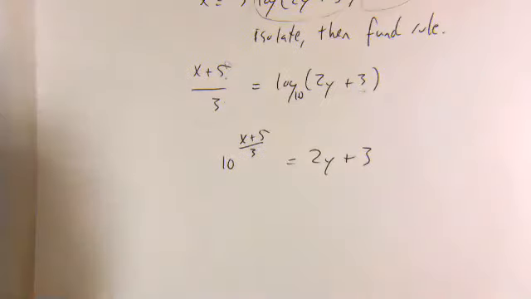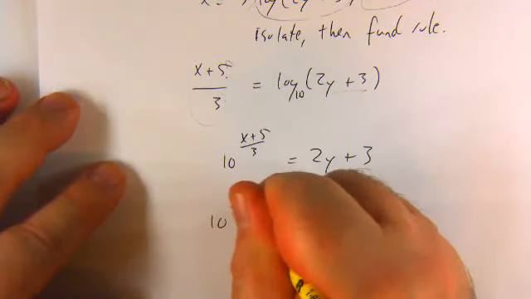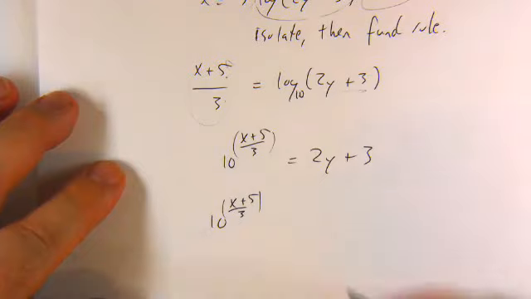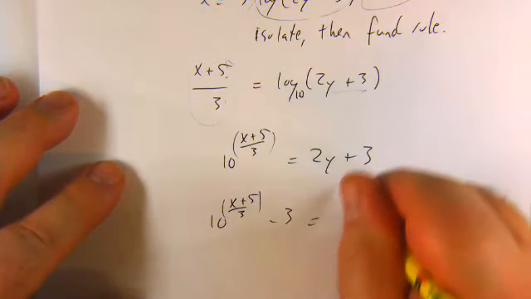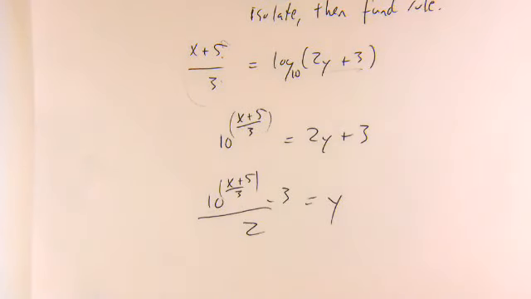And now we can isolate the y by subtracting a 3 from both sides. Parentheses around that, so we know that's an exponent. Subtract a 3 from both sides, and then divide by 2. And there it is. And that's the end of the exponential lectures.